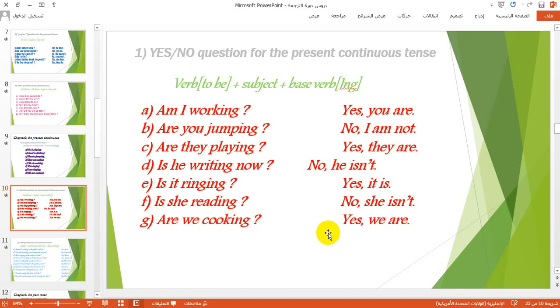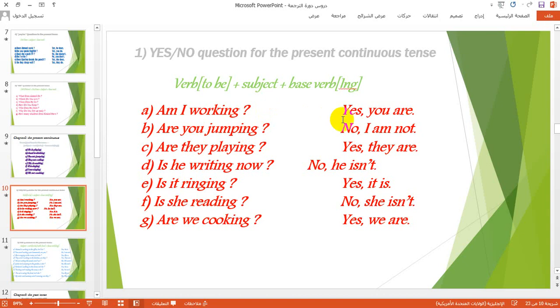As you see here, the verb to be has to come at the beginning of the sentence. It can't be in the middle because then it is a normal sentence. So if you want to make a yes/no question, we must put the verb to be at the beginning of the sentence. Like here in the example, am I working? Yes, you are, or yes, I am. If you want to say no, we say no, I'm not, or no, you aren't.